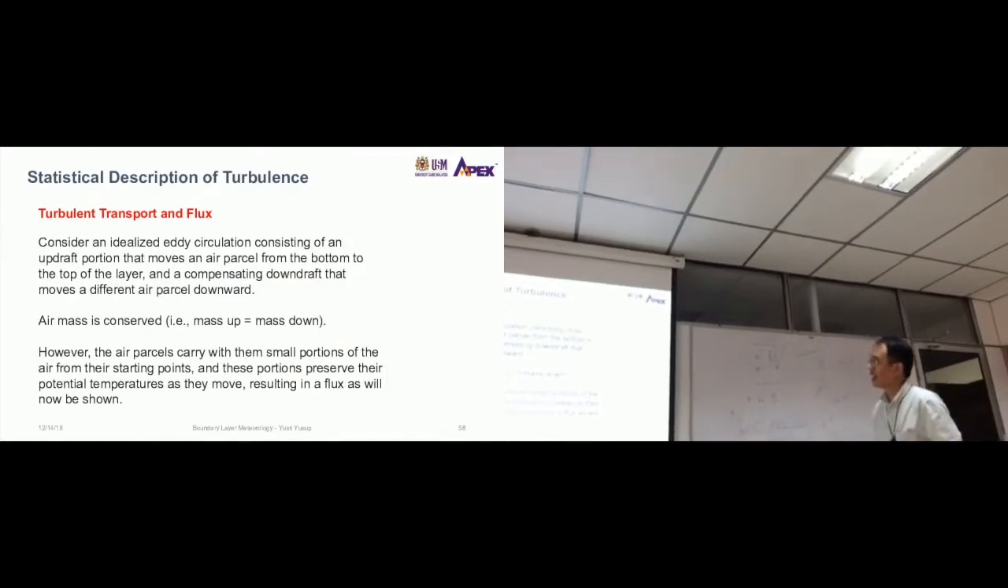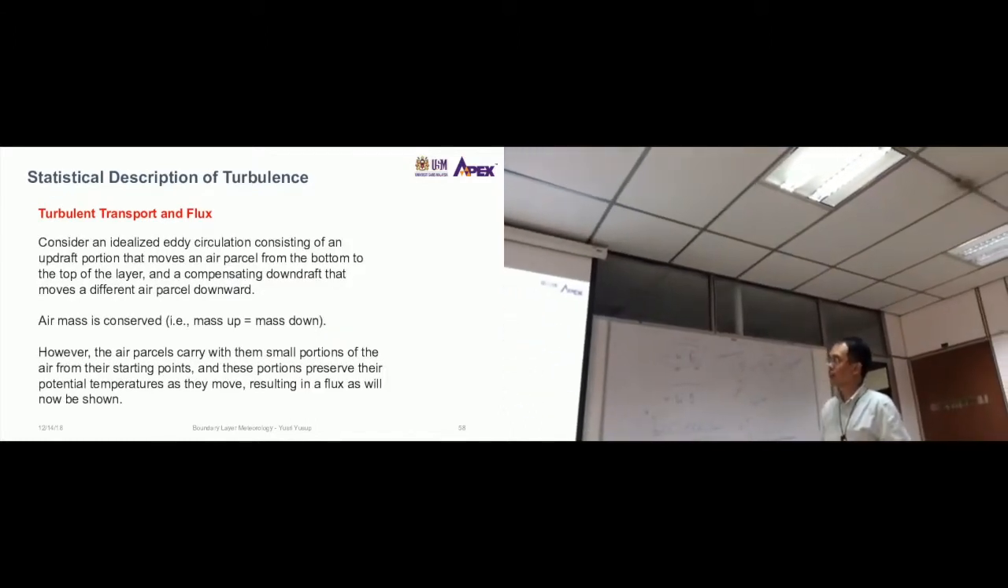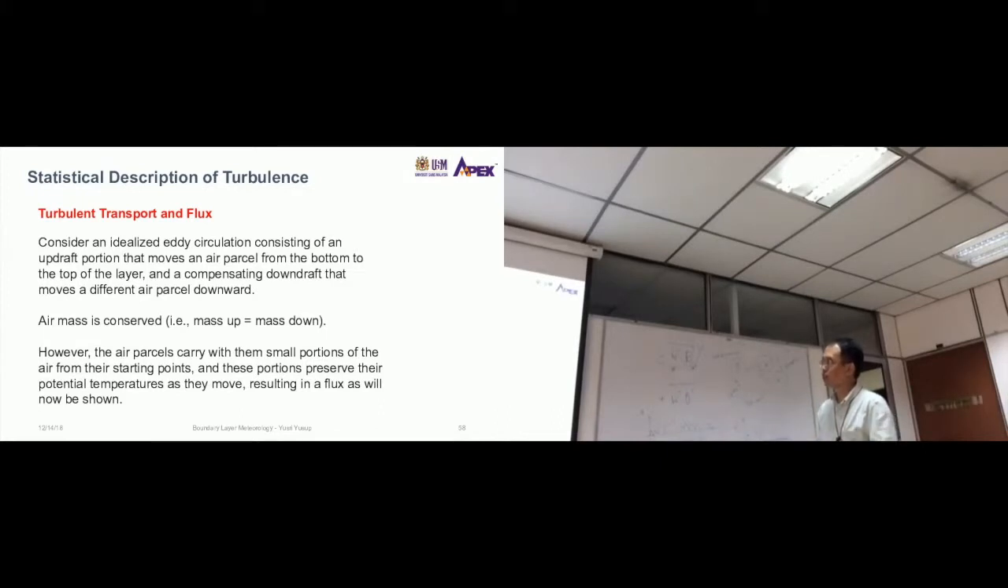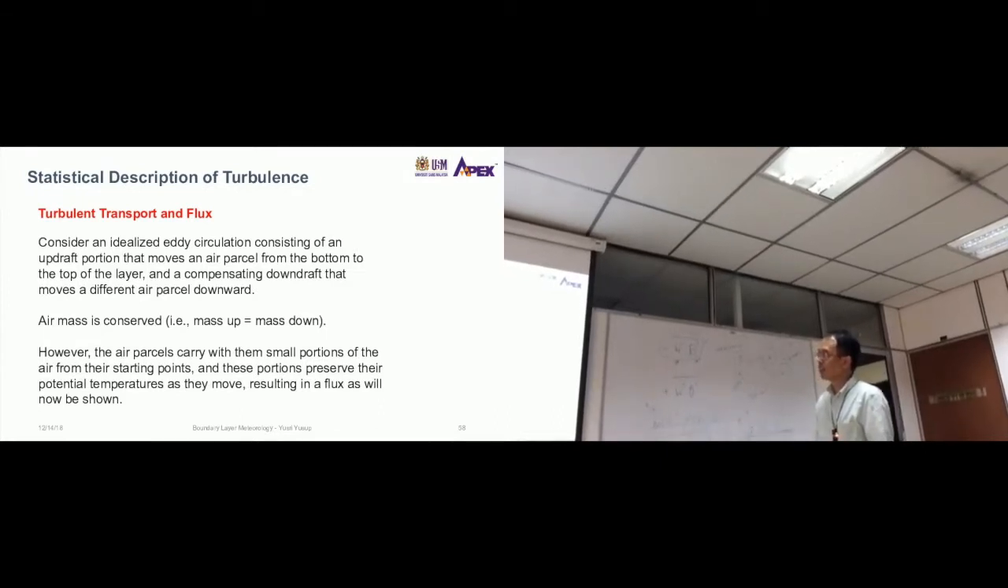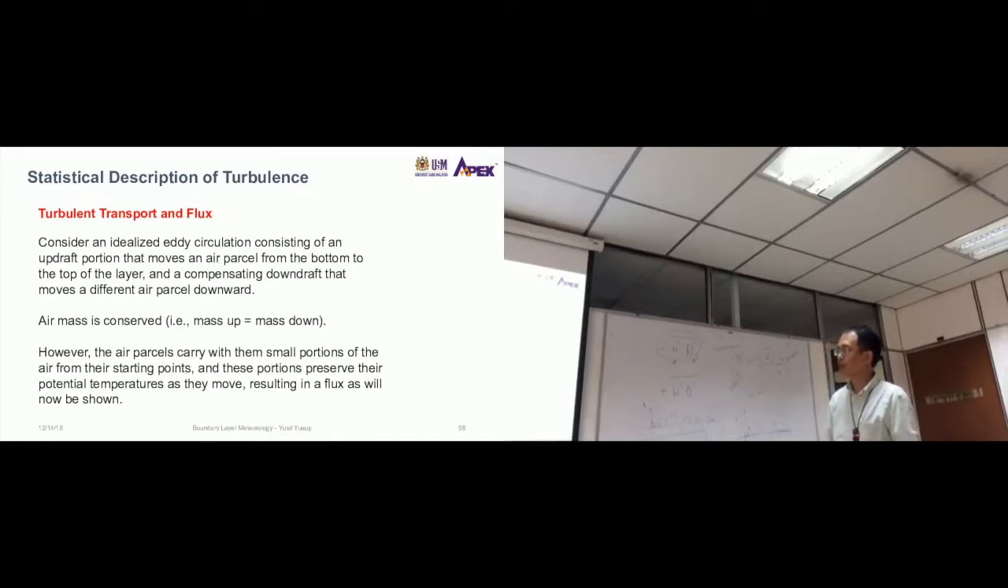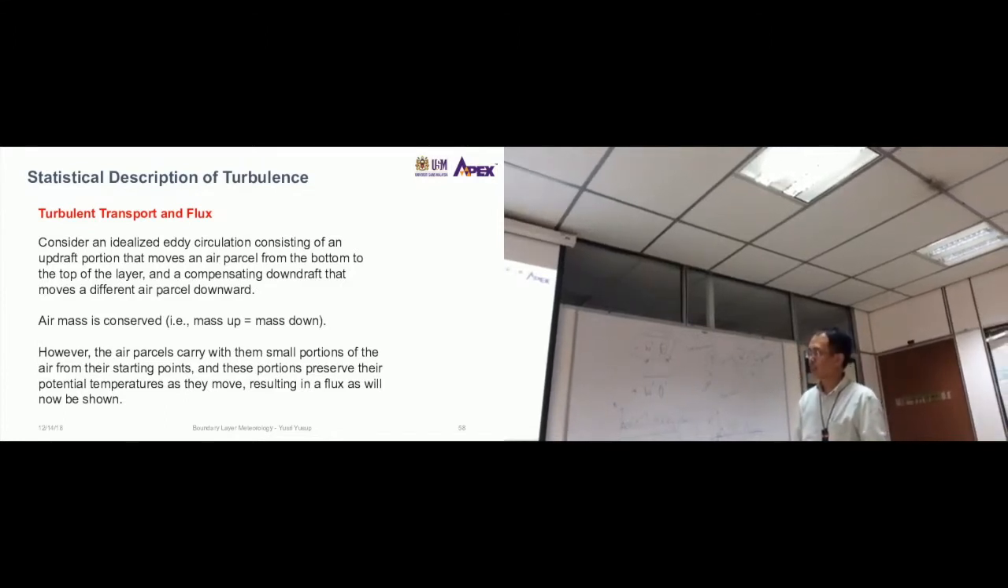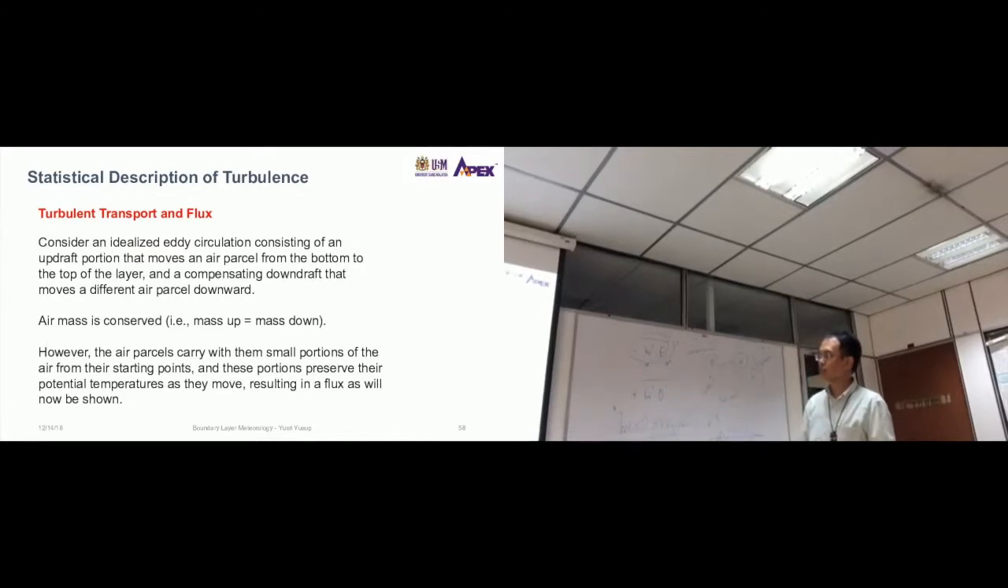So consider an idealized eddy circulation consisting of an updraft portion that moves an air parcel from the bottom to the top of the layer, and a compensating downdraft that moves a different air parcel downwards. So air mass is conserved. Mass up equals mass down. However, the air parcels carry with them small portions of the air from the starting points, and these portions preserve their potential temperature as they move, resulting in a flux as well.